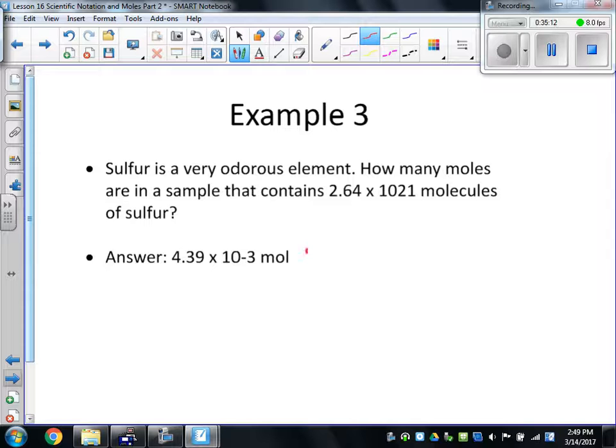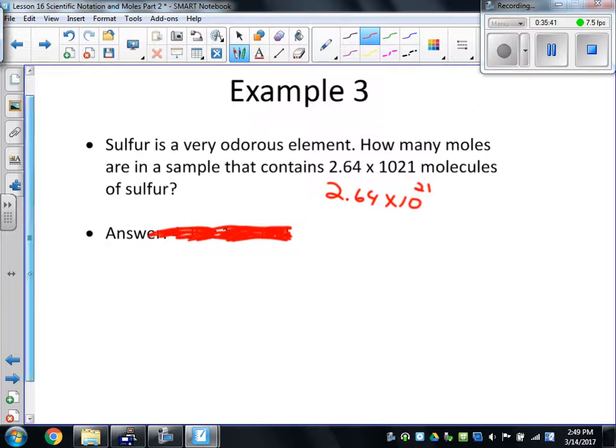This should be 4.39. Oops. No, never mind. Okay. Let's go ahead and do this one here. So last one here, 2.64 times 10 to the 21 molecules. How many moles are in this sample? Sulfur is a very odorous element. How many moles are in this sample?